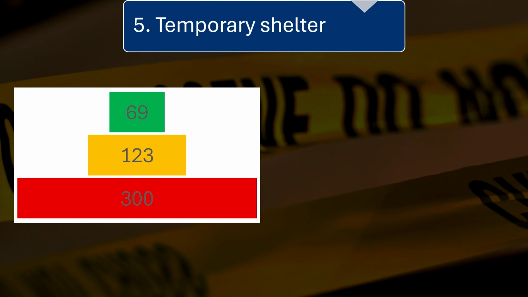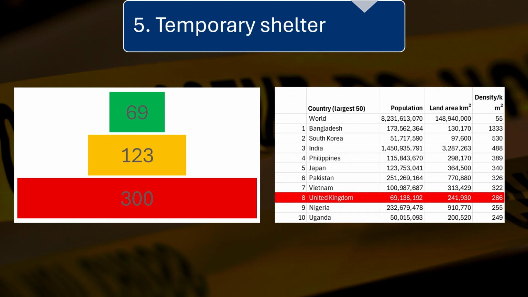The UK population is 69 million at current counting, which is the green bar being dwarfed by the other bars in the table. And we have a globally high population density of 286 people per square kilometre. We're the 8th most densely populated of the 50 largest countries in the world. World population density is 55 people per square kilometre, or 58 if you exclude Antarctica. Our population density is 5 times the world average.